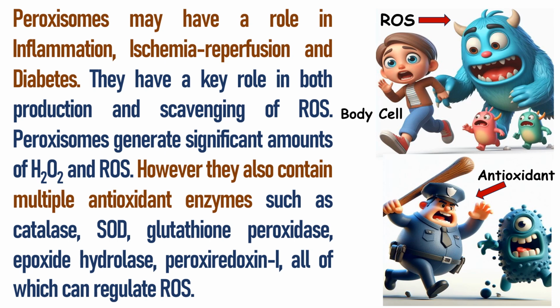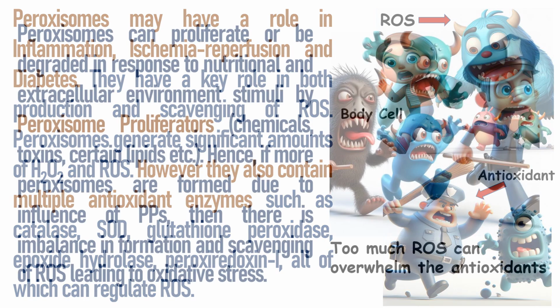They have a key role in both production and scavenging of reactive oxygen species. Peroxisomes generate significant amounts of hydrogen peroxide and reactive oxygen species. However, they also contain multiple antioxidant enzymes, such as catalase, superoxide dismutase, glutathione peroxidase, epoxide hydrolase, peroxiredoxin 1, all of which can regulate reactive oxygen species.